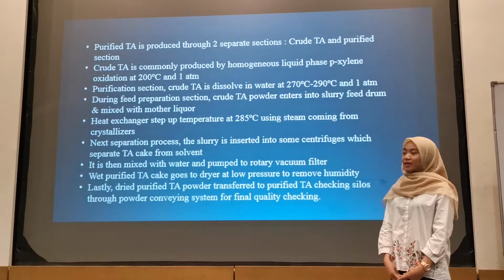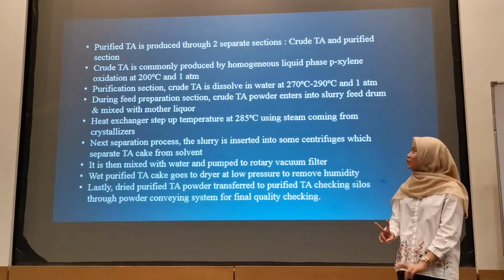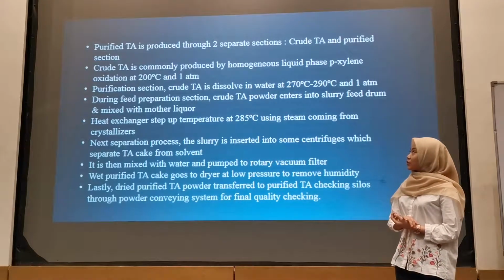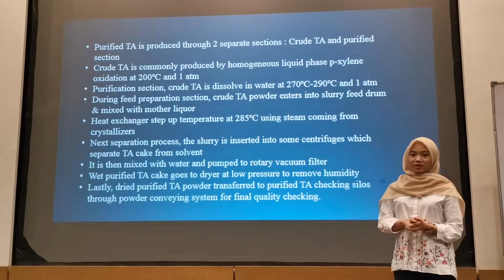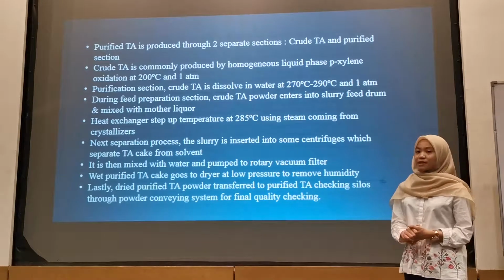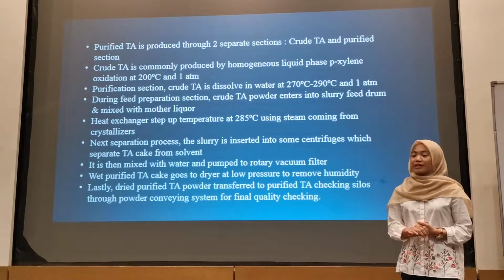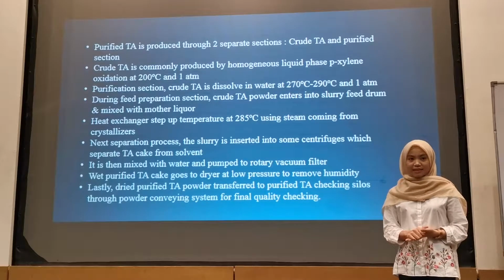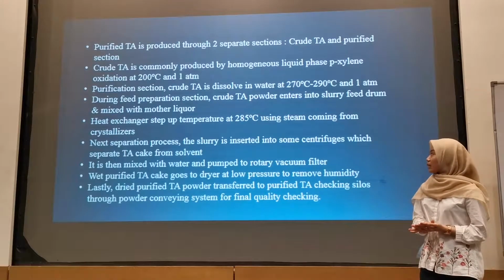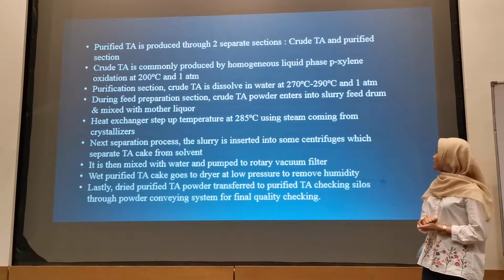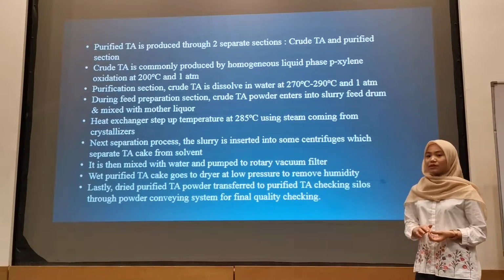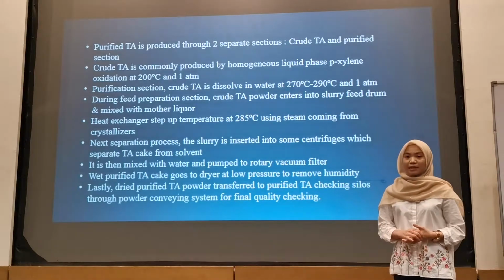Firstly, purified TA is produced through two separate sections, which are crude TA and purified TA. The crude TA is commonly produced by homogeneous liquid phase p-xylene oxidation at 200 degrees Celsius and 1 atm. For the purification section, crude TA is dissolved in water at 270 to 290 degrees Celsius at 1 atm. During the feed preparation section, crude TA powder enters the slurry feed drum and is mixed with mother liquor. Heat exchangers step up the temperature to 285 degrees Celsius using steam coming from crystallizers.